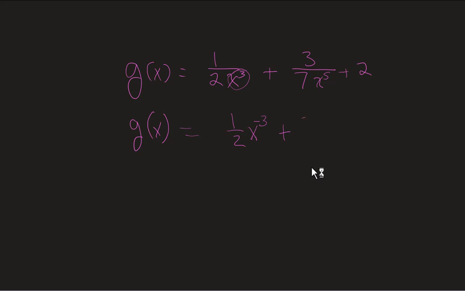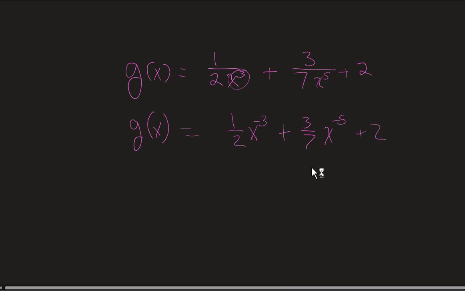Similarly, this would just be 3/7 x to the negative 5th plus 2. So that's just rewriting it. I haven't taken the derivative yet.